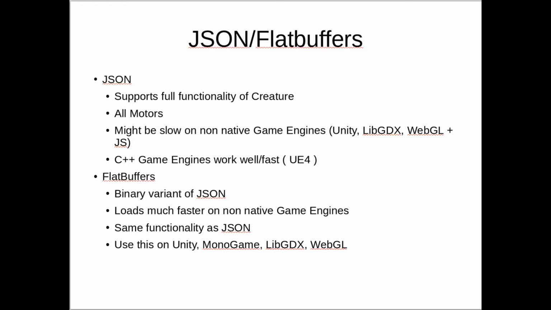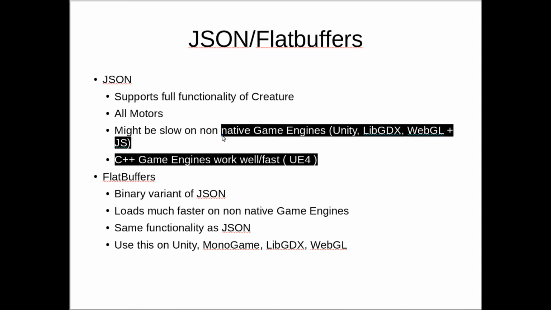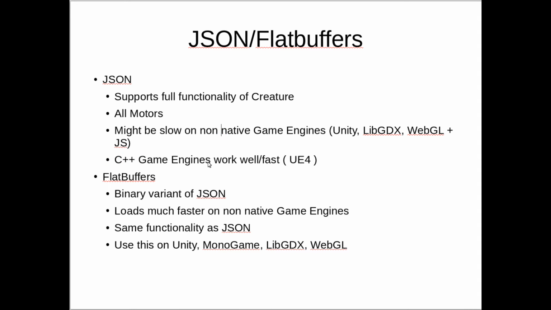Well, if your scripting language in that game engine is C# or JavaScript or Java, that sort of thing, then it might be a bit slow because those languages are not natively compiled on the system. So that would be Unity, libGDX, WebGL, and JS. However, it's good for debugging because it's a text-based format. However, the C++ game engines work fast on it, like Unreal Engine. So it's actually fine. Performance on Unreal Engine and any C++ engine for JSON is actually quite adequate. In some cases, really, really fast, because they are natively compiled.